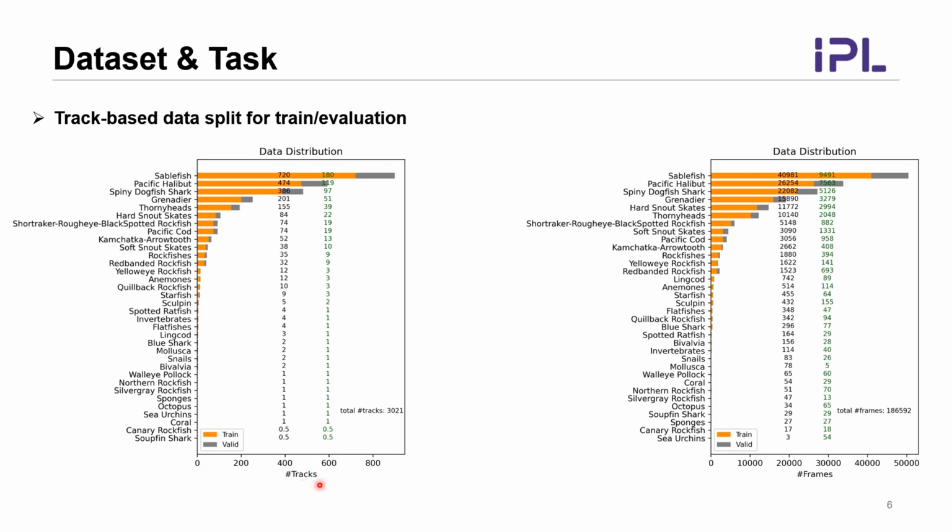Here is the data distribution among different species, and data split for training and evaluation. The left figure is a track-based data split, and the right figure is a frame-based data split. We have 3,021 fish, and about 190,000 frames in total. We use about 80% for training, and 20% for evaluation.